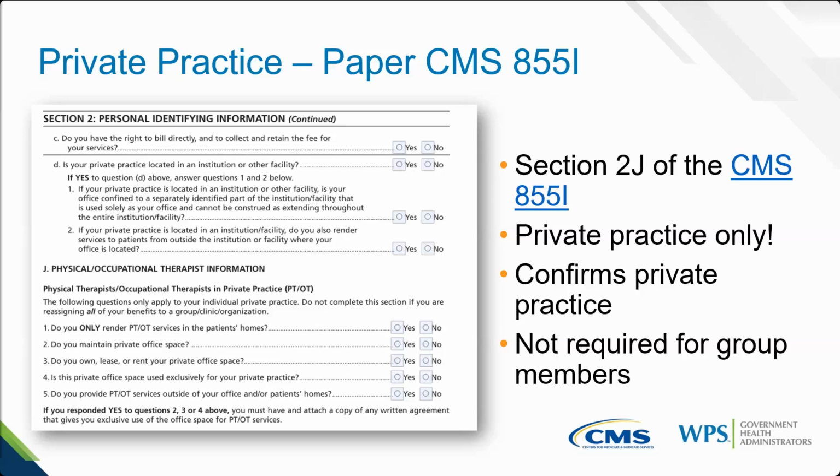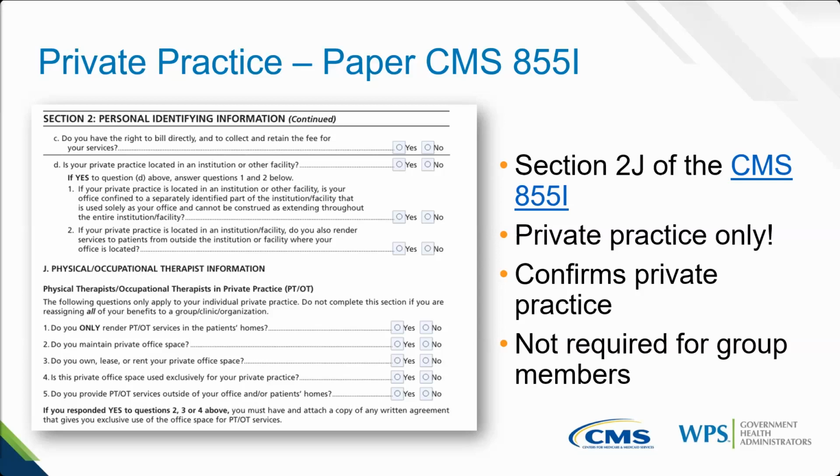Now, the next is, do you own, lease, or rent your office space? We need to know, again, a yes or no question. And then we move on to ask about exclusivity. So we need to know if the space is exclusive for your practice, yes or no, or do you provide services outside of your offices or patients' homes? So are you maybe leasing time in another office, or sometimes in the case of physical and occupational therapies, maybe you're going to a facility that offers a pool so that there can be some aqua therapy. That would be an example of services rendered outside of that office space.